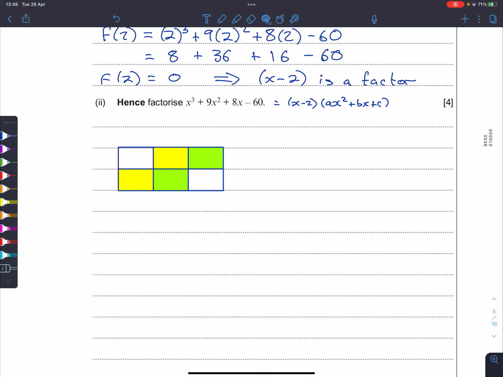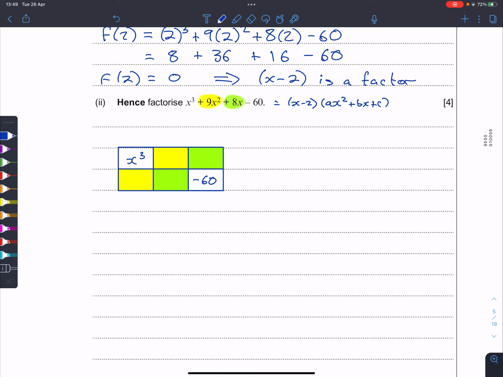Okay, so this is my grid. The reason I've done these colours is because everything is going to match up in here. My x cubed term is going to go in my top left, and my constant is going to go in my bottom right, so my negative 60 is going to go there. These two boxes are going to make up my x squareds, so they're going to make up my 9x squareds, and these two boxes are going to make up my 8x's.